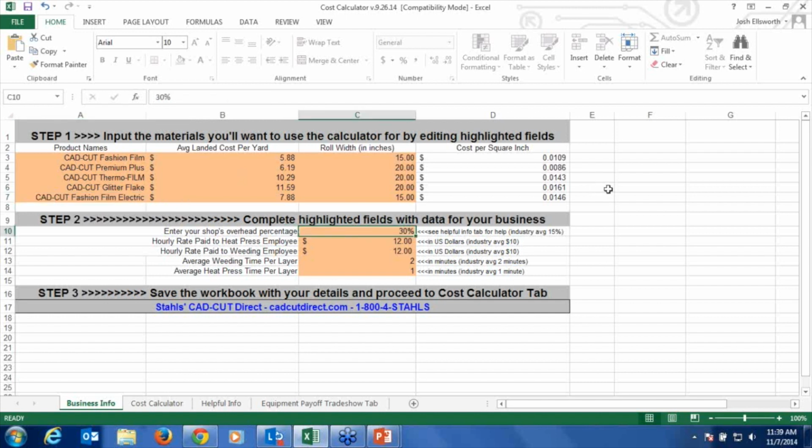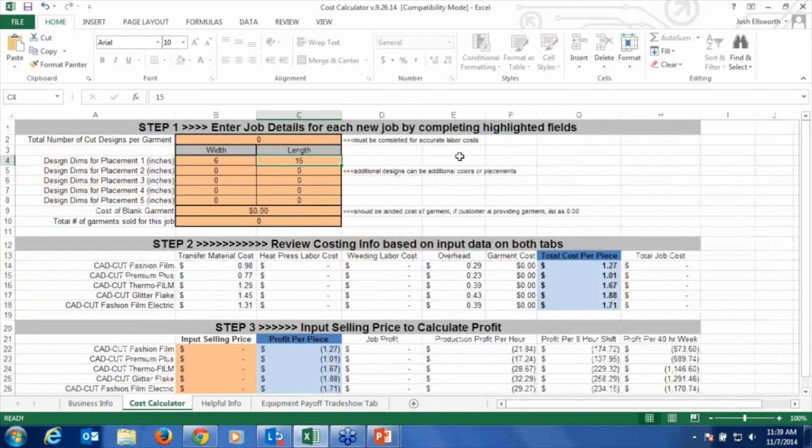Then we completed the specific data for our business with our overhead percentage, our hourly rates, our average weeding times per layer, and our average heat press times per layer. At that point, I would encourage you to save this so you don't have to set it up every time, to wherever you want to store it on your local PC. And then when you open it moving forward, you'll just have to open the cost calculator tab.